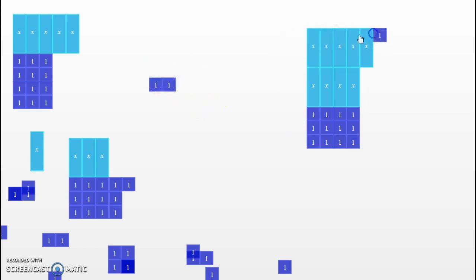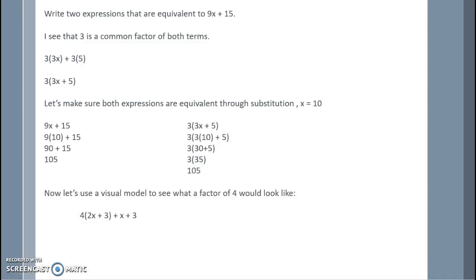Oh boy, so I see then that I not only have an x left over, but I have 3 individual units. So when I took 9x plus 15 and divided it by 4, we have 4 groups of 2x plus 3 plus an extra x plus an extra 3 units. So that would look like this if we were to write it out. So this is an equivalent statement to this guy up here. It seems weird, but it's true.